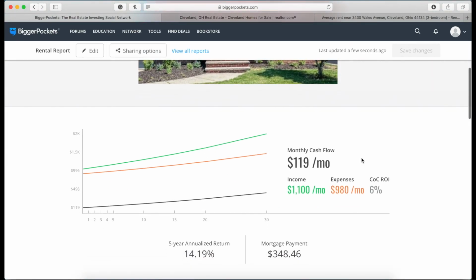Now when I scroll down, good, I have a positive cash flow. Now $119 per month with a cash-on-cash return of 6% isn't amazing in my opinion, but let's say the property was listed at $97,000 instead of the $160,000 that it's actually listed at. If that were the case, I might be more interested in this property because I could potentially offer less than the $97,000 and get a better cash flow and cash-on-cash return.